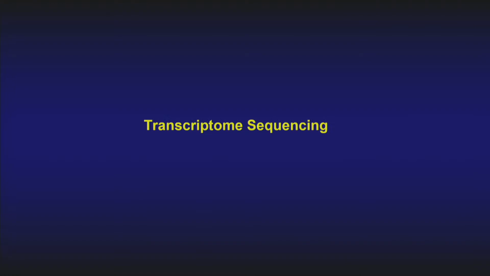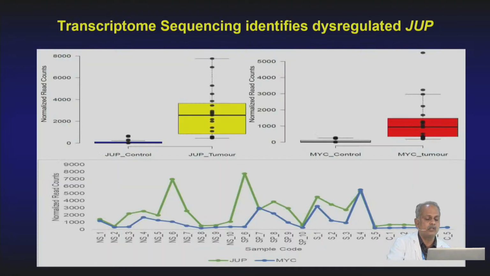Now, this was again validated by doing a transcriptome sequencing on the next generation sequencer, where we sequenced the entire mRNA on the NGS platform, and again we could replicate that it is the JUP, or the gamma catenin, that is upregulated in these tumors, and to add to that, the concomitant expression of MYC along with gamma catenin was also seen in these tumors.